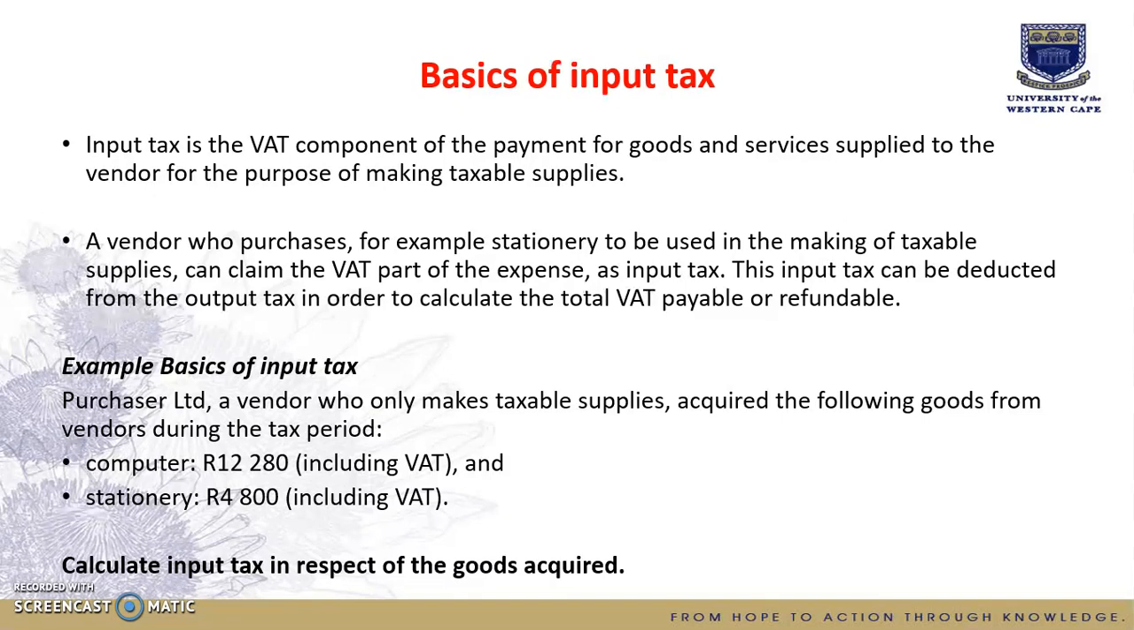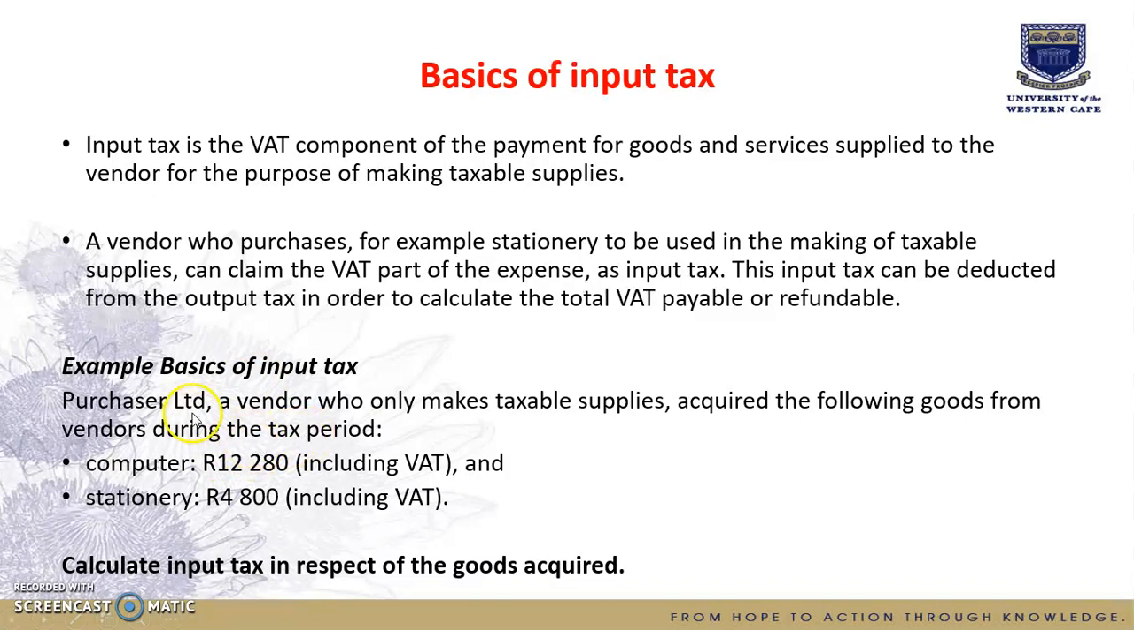Alright, and a vendor who purchases, for example, stationery to be used in the making of taxable supplies can claim the VAT part of the expense as input tax. So I'm going to explain it with regards to the example at the bottom, but in simple layman's terms, all I need to do is basically have a look at the example here at the bottom, and maybe it's easier if I just do it this way.